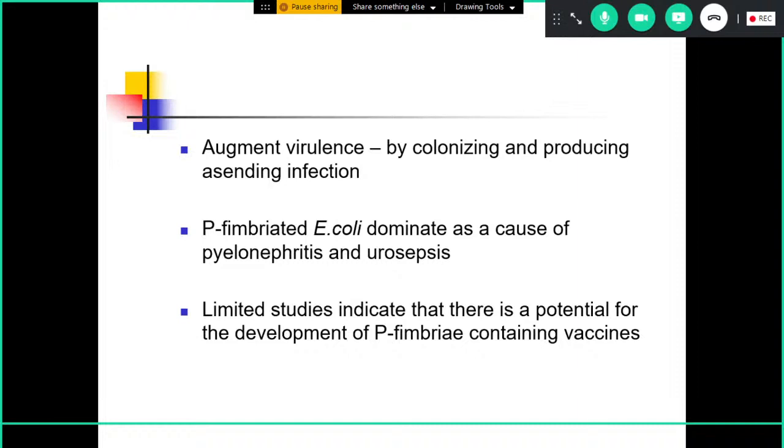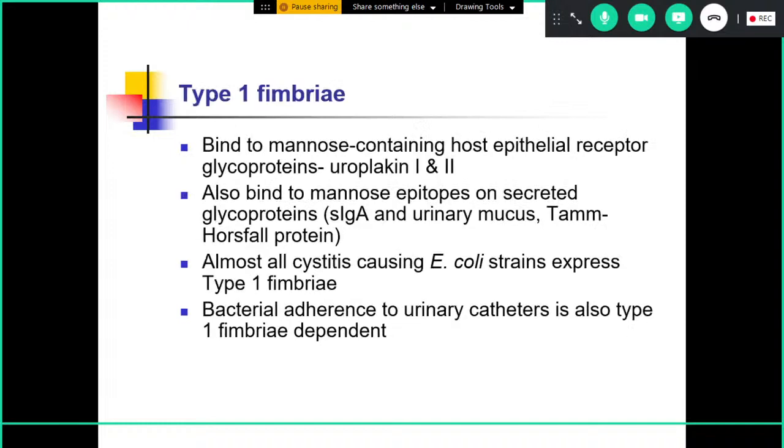P fimbriated E. coli dominate as a cause of pyelonephritis and urosepsis, and limited studies indicate there is potential for development of P fimbriae containing vaccines, but very preliminary data. So apart from P fimbriae, there are other fimbriae like the type 1 fimbriae in these E. coli. And these also bind to certain host epithelial receptors, which are glycoproteins. They also bind to other epitopes on secreted glycoproteins. So basically, they bind to different glycoproteins.